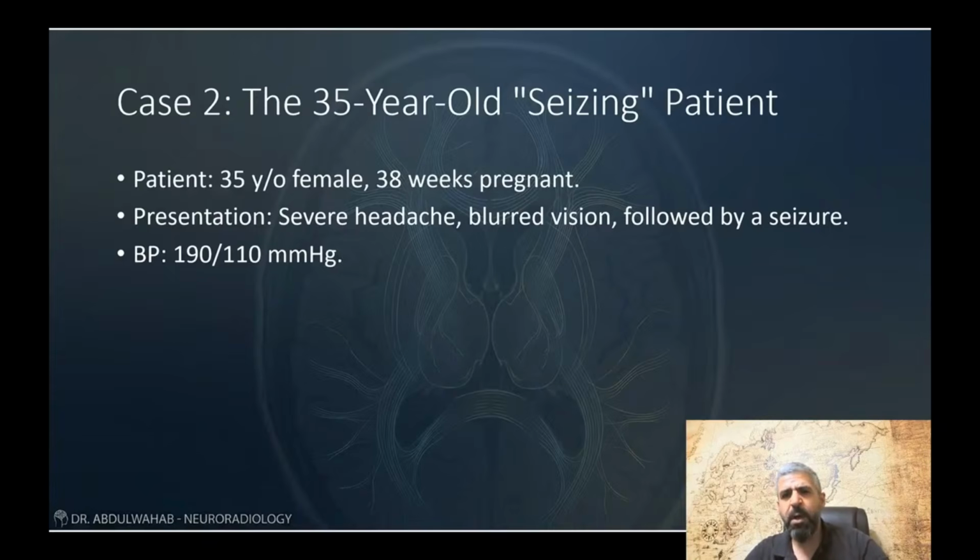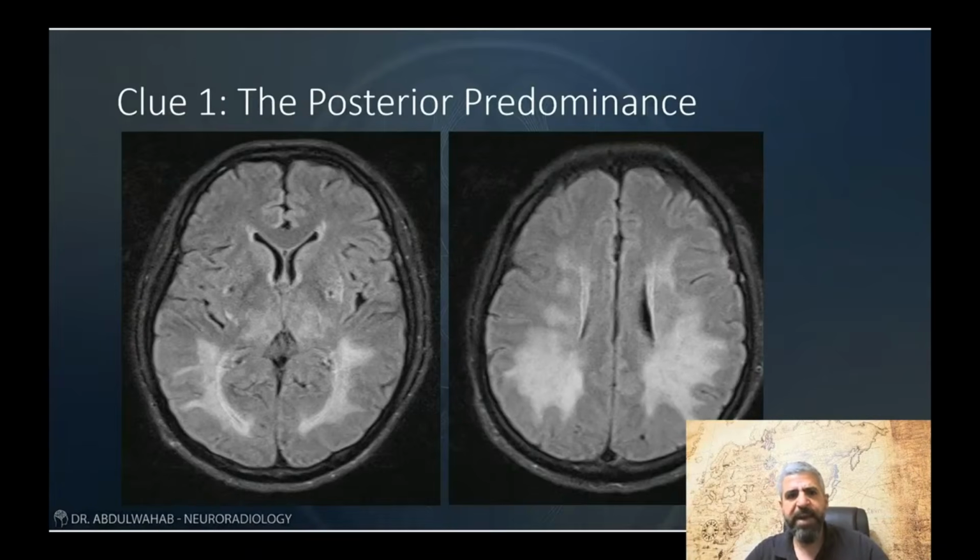190/110. Now, clue number 1, the posterior predominance. Look at the location. It's almost all in the back, in the posterior parts here. Because the posterior circulation has less sympathetic tone to handle high pressure, it's leaking fluid. The fluid is leaking into the brain parenchyma.